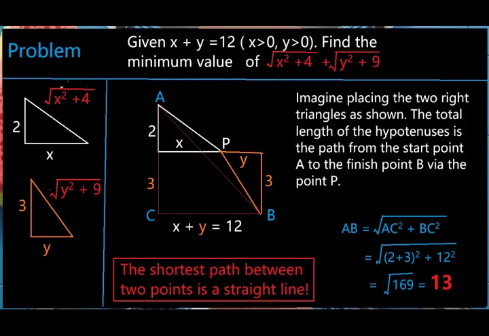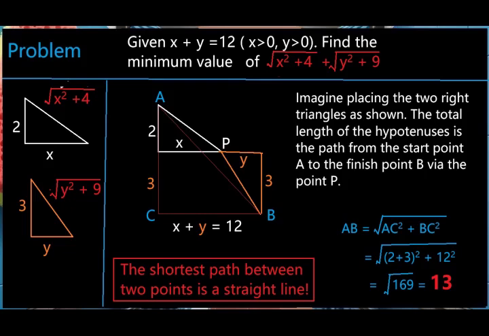Let's take a look. From the structure of the two square root terms, we can interpret each as the hypotenuse of a right triangle. The first triangle has legs x and 2. The second triangle has legs y and 3. Now imagine placing these two right triangles as shown on the screen. The legs x and y lie on the same straight line and meet at point P. Their hypotenuses also connect at P, forming a broken path from point A to B, passing through P.